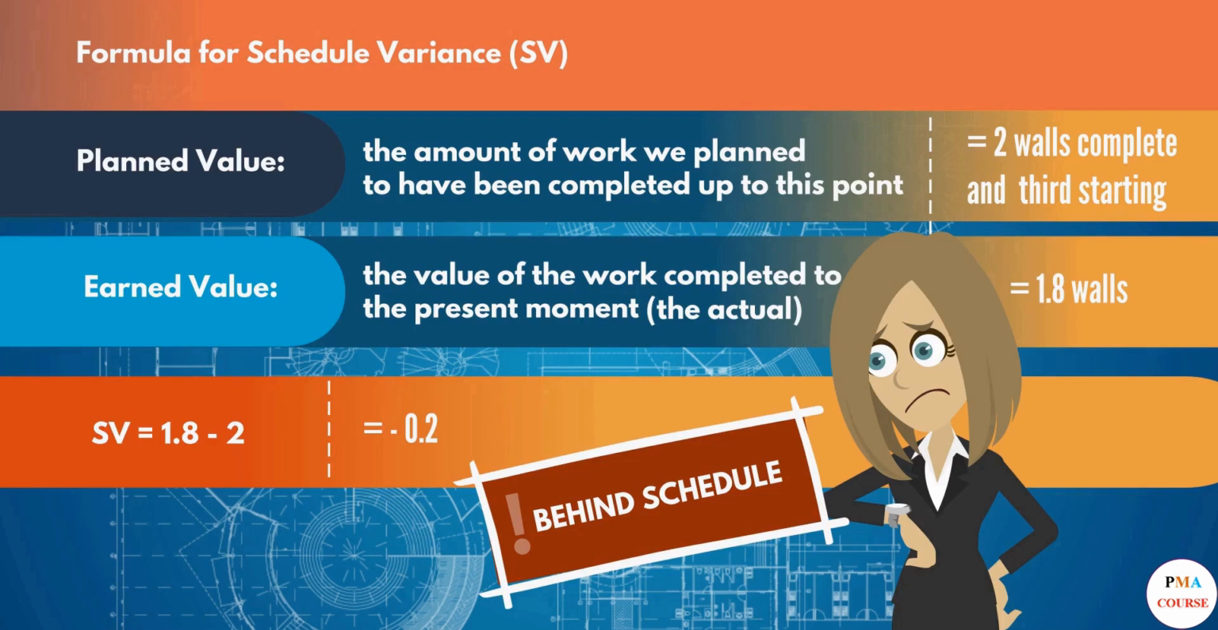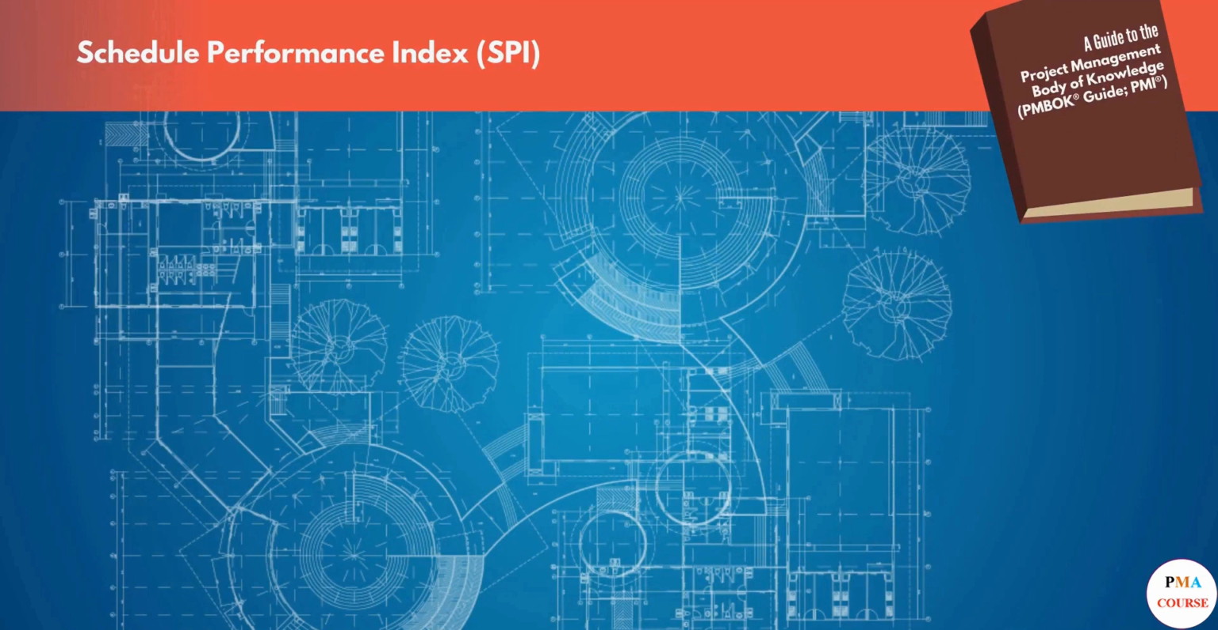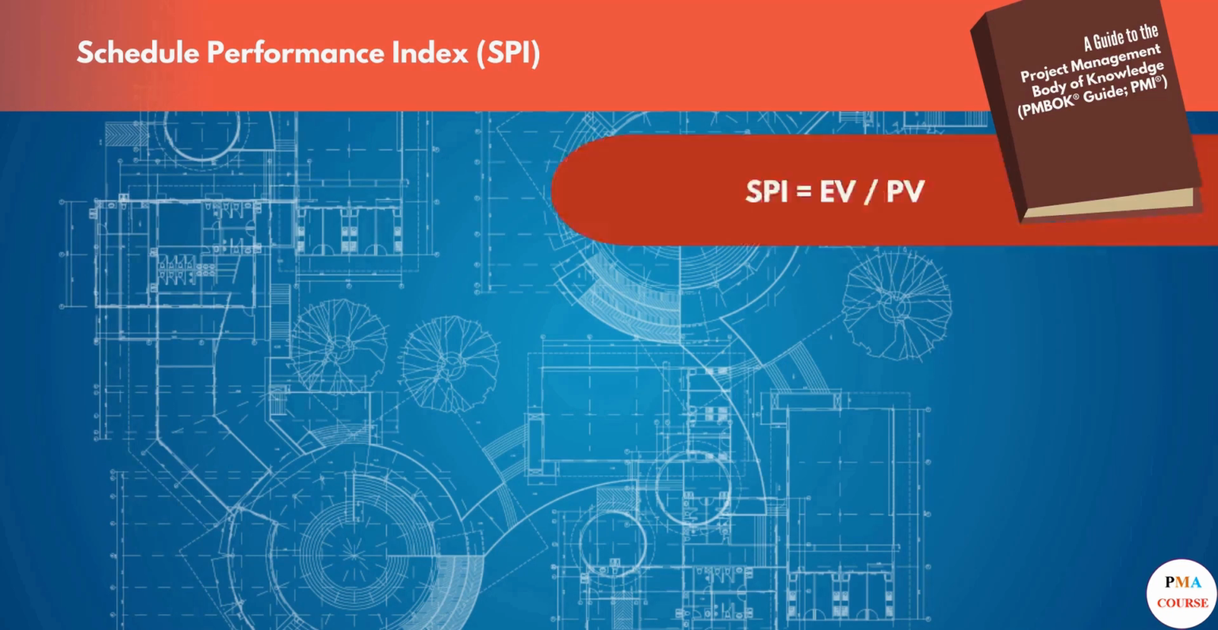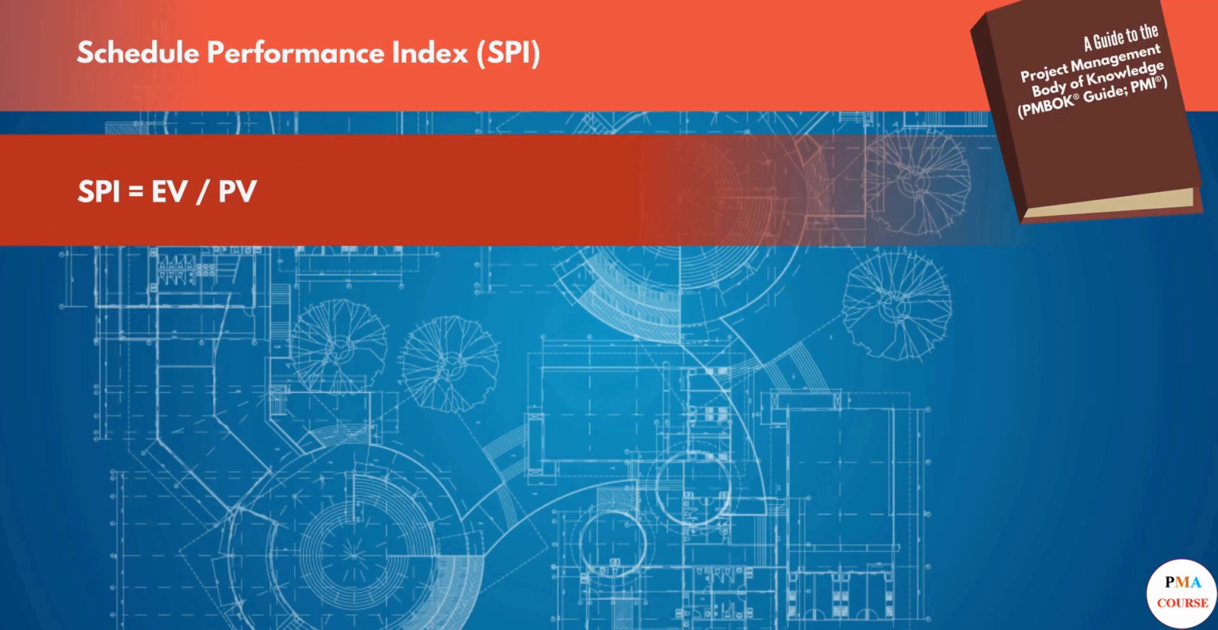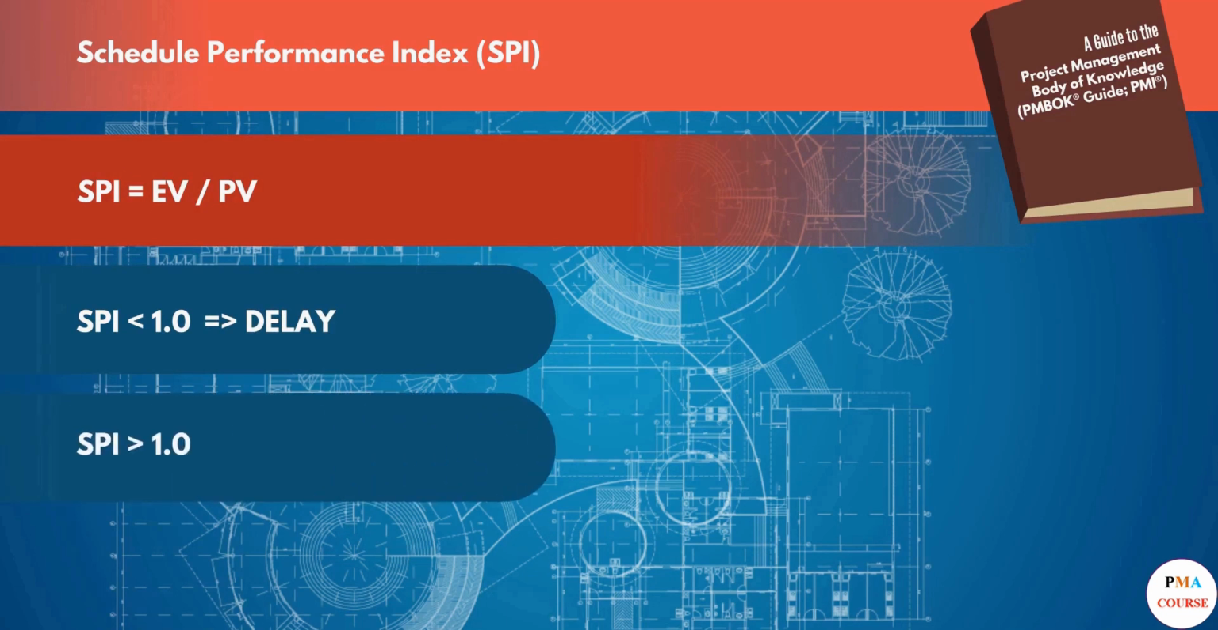But by how much exactly? Let's work out the pace of the work and how significant the delay will be using another tool from PMI, the Schedule Performance Index. The Schedule Performance Index is easy to use. We consider the same numbers as before, but this time divide, like this. If the Schedule Performance Index is lower than 1.0, it means there will be a delay. And if it's more than 1, then we're ahead of schedule.